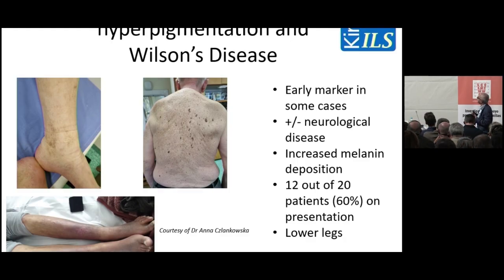And certainly in a number of cases that have been described in the scientific literature, almost 60% of patients who presented with Wilson's disease have this hyperpigmentation. As you can see, typically the pigmentation can occur on the legs or on the back or in the very lower legs like the ankles. So be aware of these manifestations.